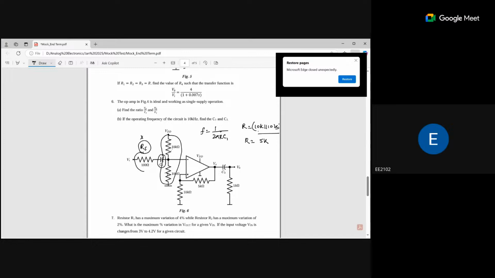So it is 5K. If R is calculated, can we calculate the C1? Similarly, this particular combination will give me the operating frequency of the circuit. So f is nothing but 1 upon 2 pi RL into C2. RL is 1K. f is already given, so C2 we can calculate.